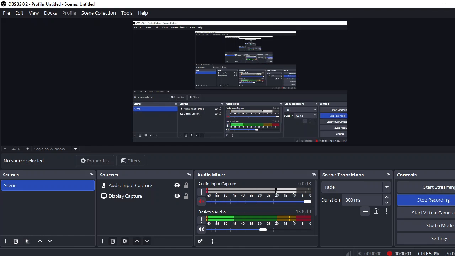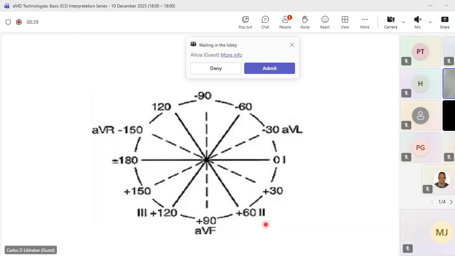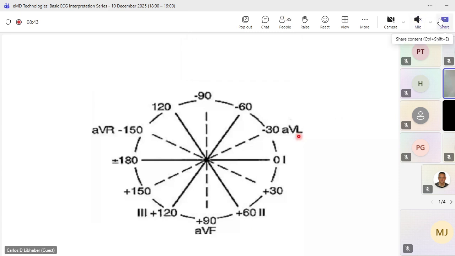The heart. If you are on the first floor on the left, you will see lead 1 and AVL, the left of the heart. If you are on AVR, on the right of the patient, you will be looking from the right. Again, this looks very complicated. I'll show you that it's not.